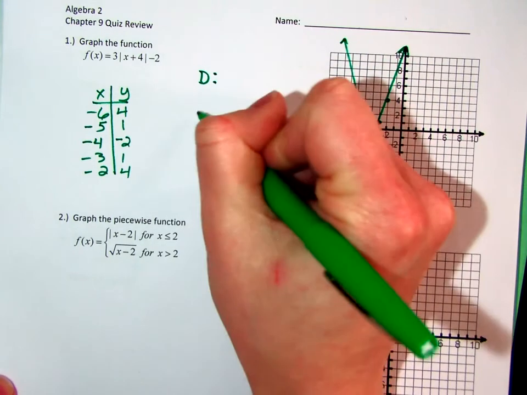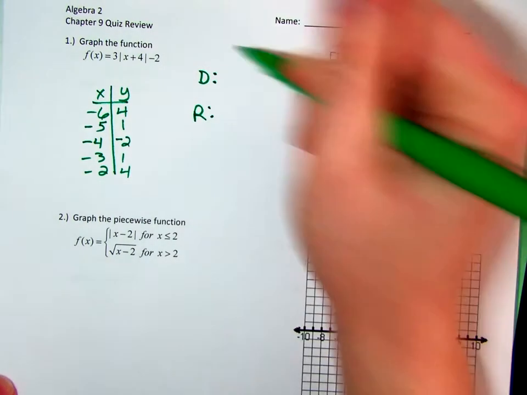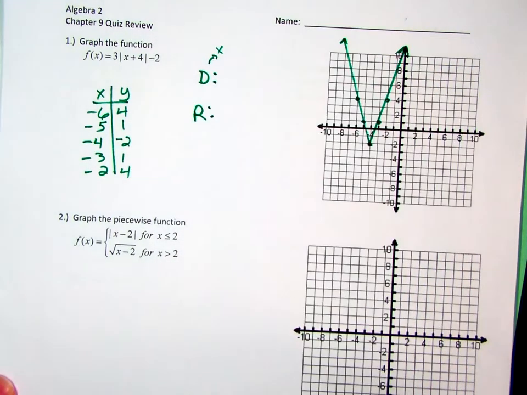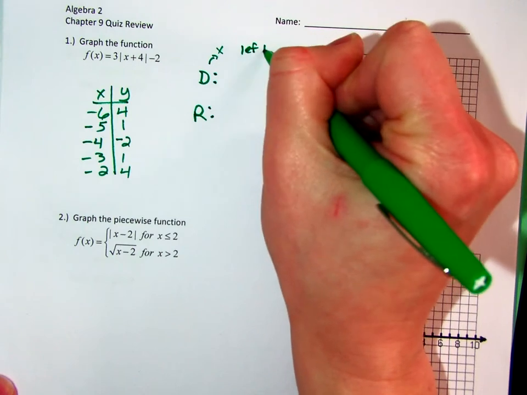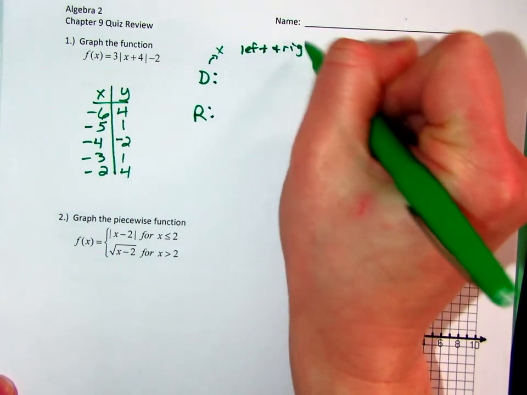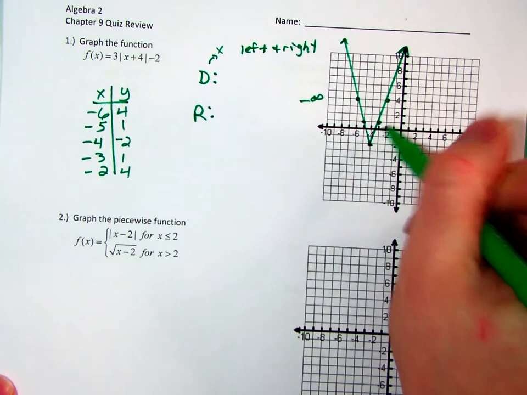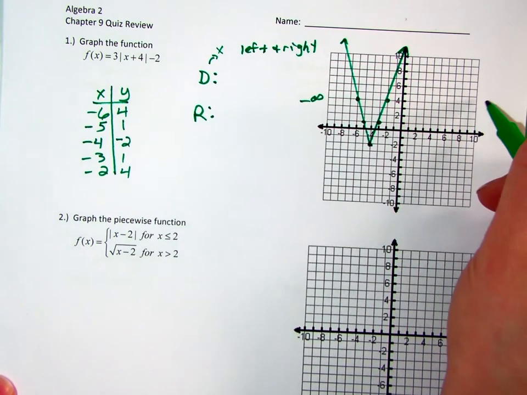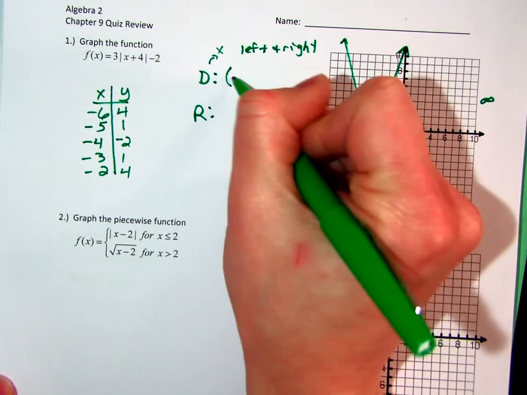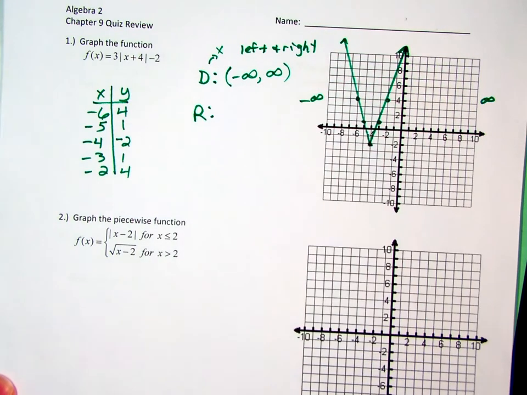So in case you don't remember, let's state our domain and range, remembering that domains are the x values, which is the left and right. So I need to ask myself, do I ever stop going to the left? I don't, so that's negative infinity. Do I ever stop going right? No, so that's positive infinity. So my domain is negative infinity to positive infinity.